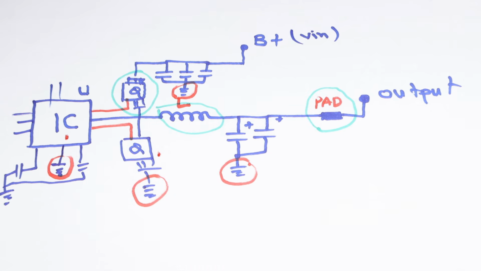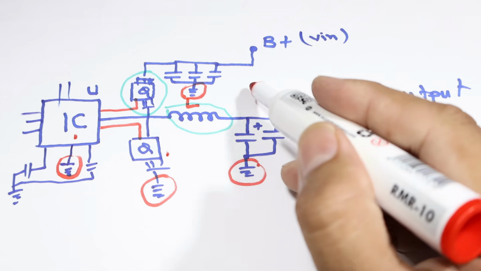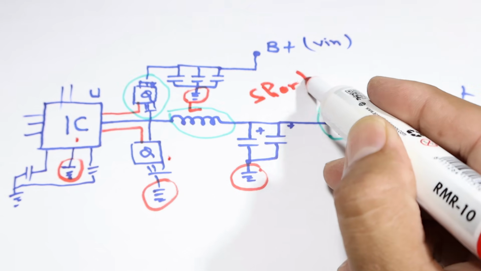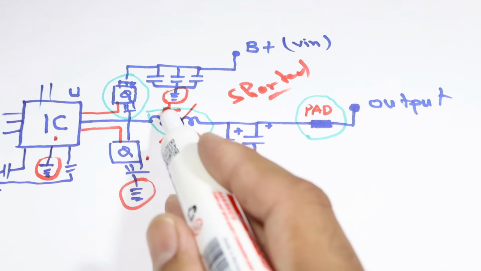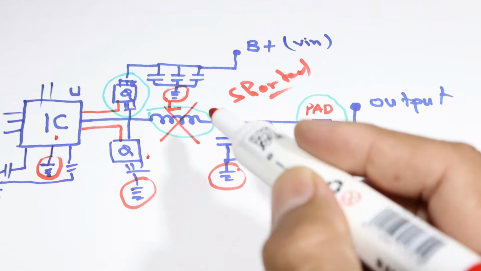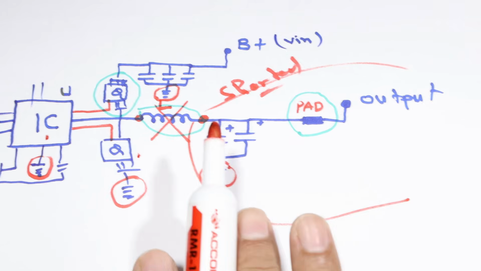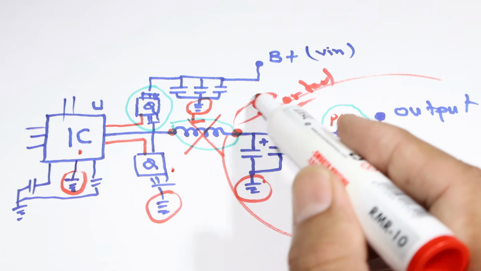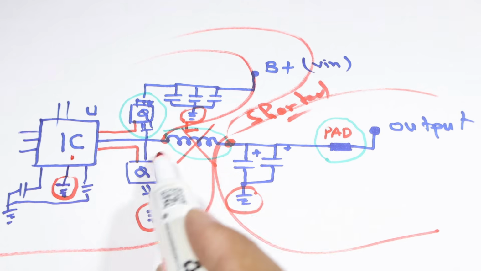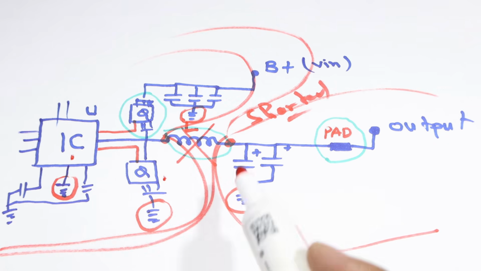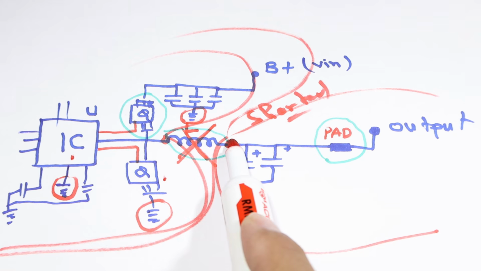a shorted motherboard. And please remember, when you have, for example, a shorted circuit, the first step is to remove this coil. Remove this coil, and then you will get two parts. This part here where we have the output, and another part on this side where we have the IC. So when you remove the coil, the short will remain either here or here.